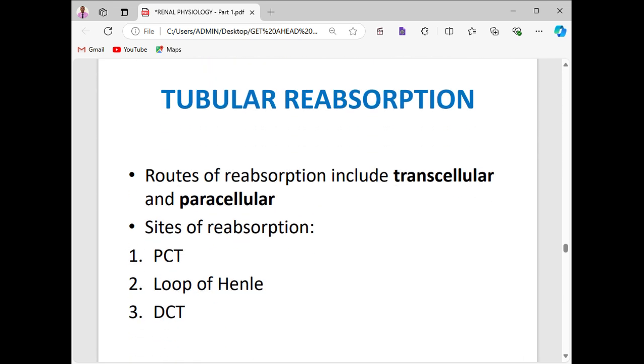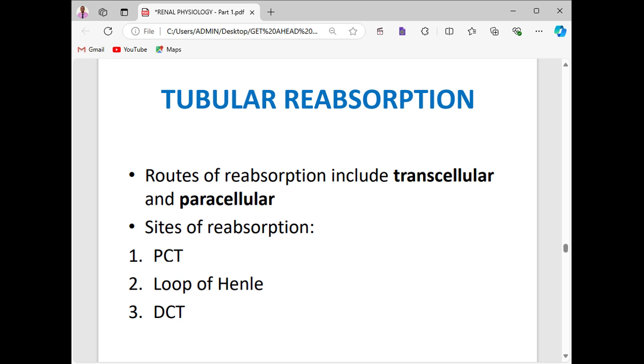Remember, we are talking about urine formation. We've talked about filtration. That was about glomerular filtration. Now let's talk about tubular reabsorption.